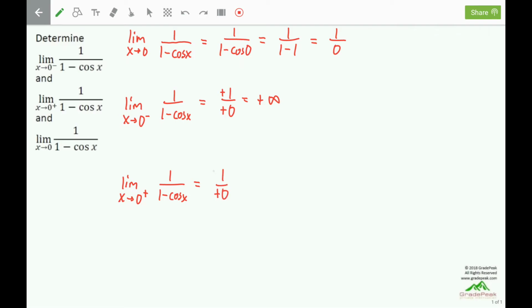The numerator is a positive 1. The positive over positive is positive. Non-zero over 0 is an infinity. And there's the result of the right-sided limit. The two-sided limit can be determined by the results of the two one-sided limits. They match each other, so the two-sided limit up here will also be positive infinity. And there's the results of the three different limits.